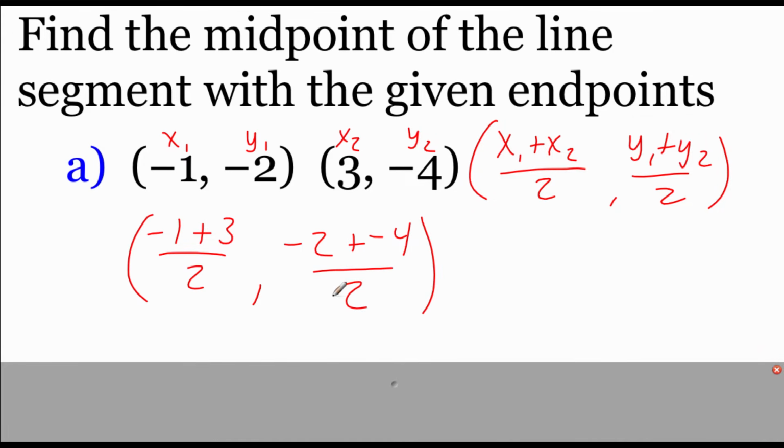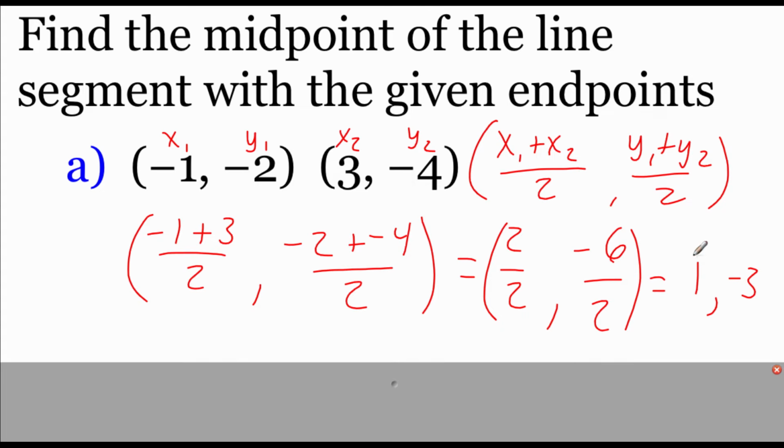Now there is some simplifying that we can do here. If we take -1 plus 3 on top of that first fraction, we're going to get 2. So we've got 2 divided by 2. And then with this other fraction, -2 plus -4 is -6 over 2, and then we can reduce these fractions down. 2 divided by 2 is 1, and -6 divided by 2 is -3. So the midpoint of this segment is the point 1, -3.